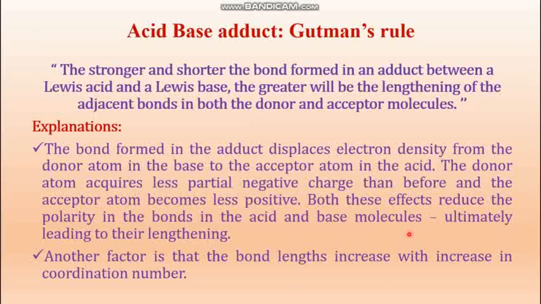Both these effects reduce the polarity in the bonds in the acid and base molecules, ultimately leading to their lengthening. That means after the adduct is formed, the polarity of the adjacent bond decreases. As a result, the bond lengths increase. Another factor is that bond lengths increase with increase in coordination number. Boron initially had three atoms attached to it. Now it is bonded with four atoms. So this is another factor increasing its bond length.